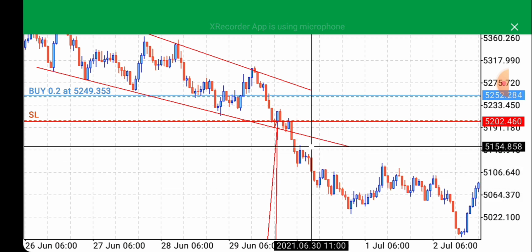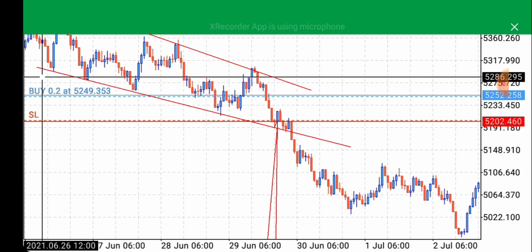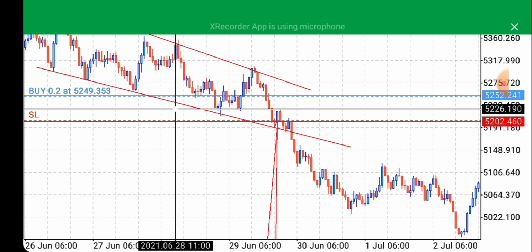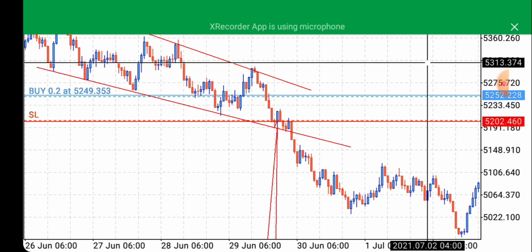Just watching this chart, you might not see this opportunity, but when you pick up your trend line and try to connect, you will see that something will come out of it. So let's move on, guys.